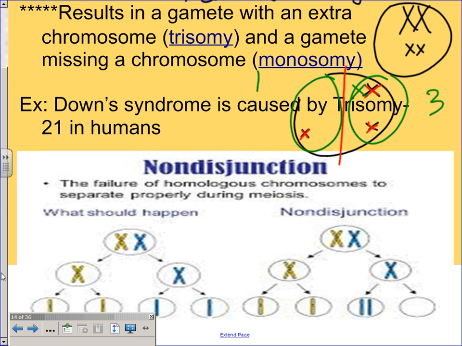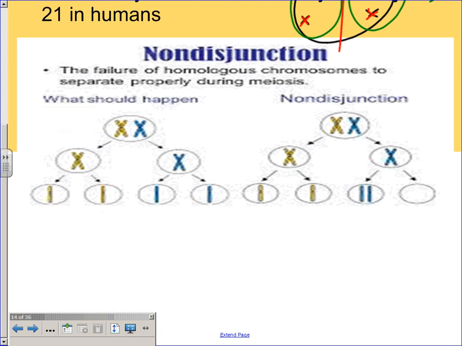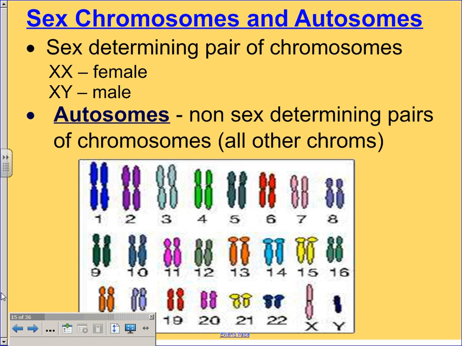Okay, so this can cause something called trisomy. All right, so in the end, you get 1, 1, 1, 1. That's normal, but if you don't separate your chromosomes right, you can get 1, 1, 2 chromosomes there, and then no chromosomes there. That can cause problems. That's what non-disjunction is, and that can actually cause quite a few problems. We know this: XX female, XY guy.